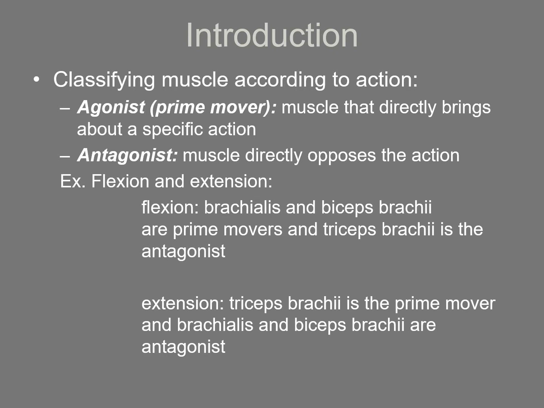So if you look at flexion, the brachialis and biceps brachii are the prime movers, and the triceps brachii is the antagonist. So you usually look on the opposite side of the bone, and that's where you're going to see the opposing movement, the antagonist. For extension, then it's going to be reversed. So it would be your triceps brachii that's the prime mover that's causing that specific type of action. And the brachialis and the biceps brachii then become the antagonist. So you have to look at each specific movement as a separate event.